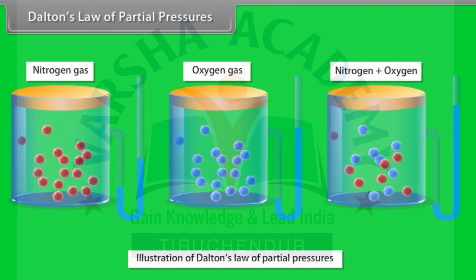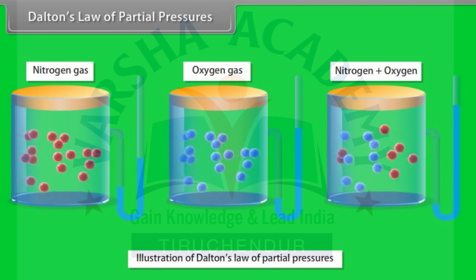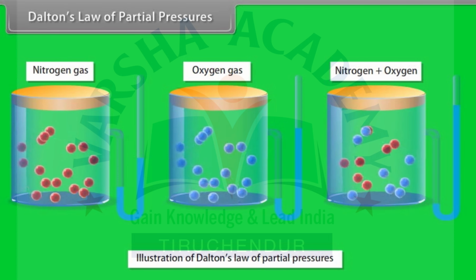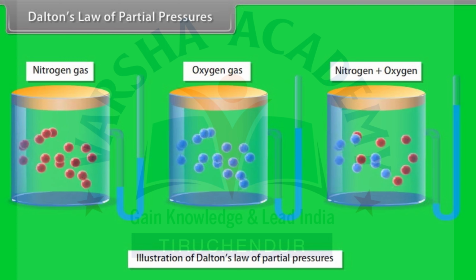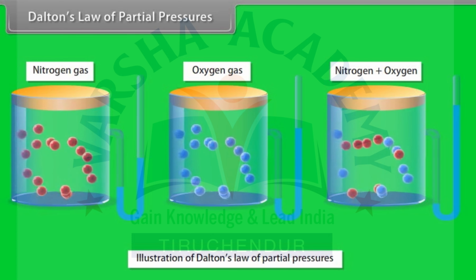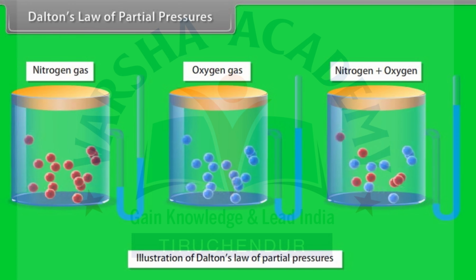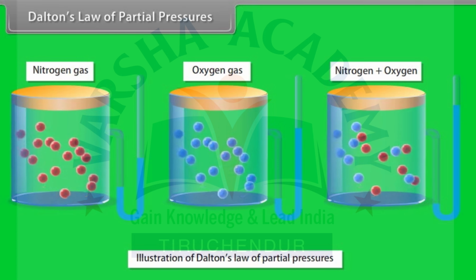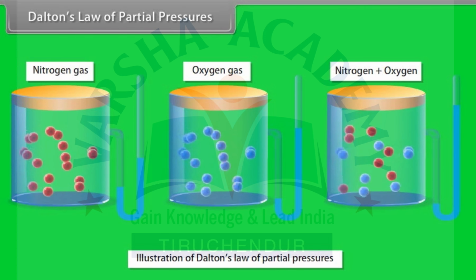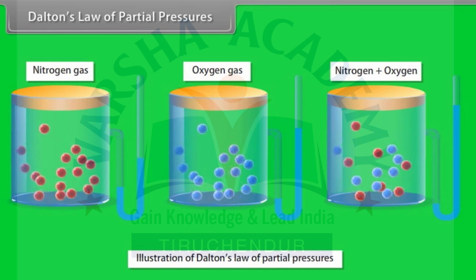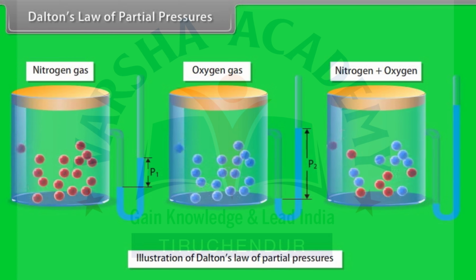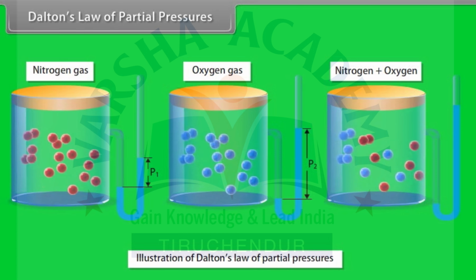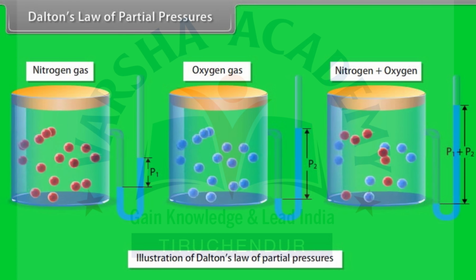Suppose we have three containers of capacity 1 liter each, one containing X mole of nitrogen, the other Y mole of oxygen, and the third having a mixture of X moles of nitrogen and Y moles of oxygen. All three containers are kept at the same temperature. Now, if the manometer attached to the first container shows a pressure P1 and that attached to the second container shows a pressure P2, then the pressure in the third container is P1 plus P2.